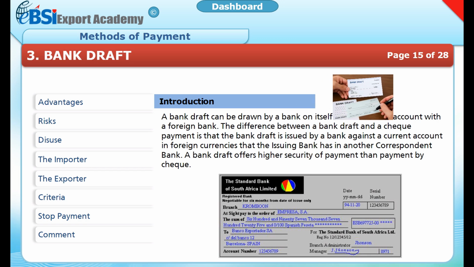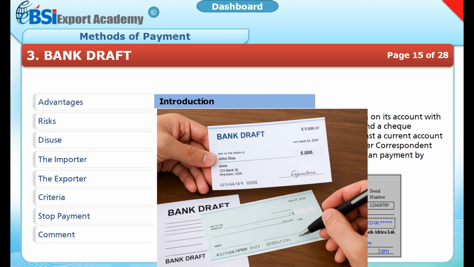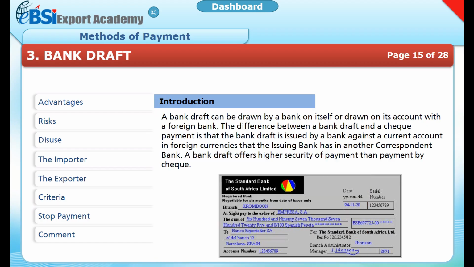The difference between a bank draft and a check payment is that the bank draft is issued by a bank against a current account in foreign currencies that the issuing bank has in another correspondent bank. A bank draft offers higher security of payment than payment by check.